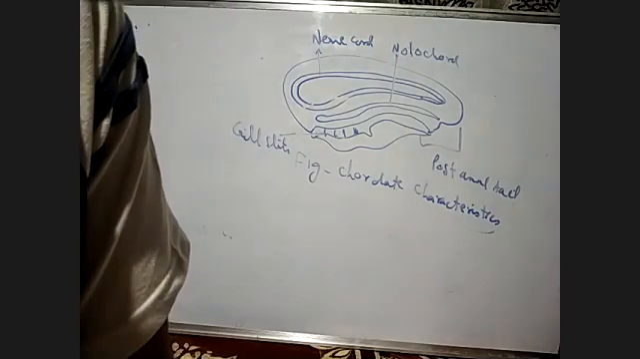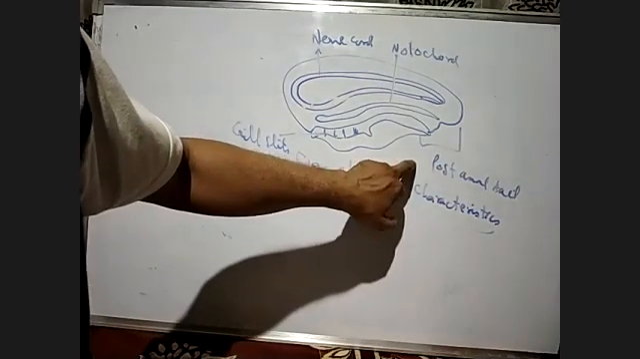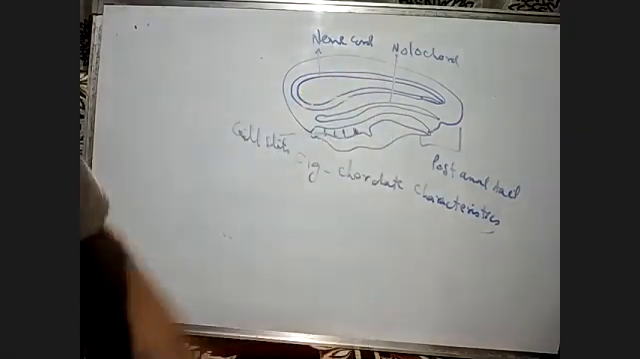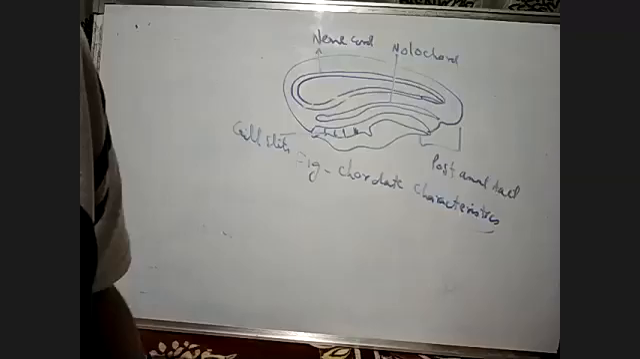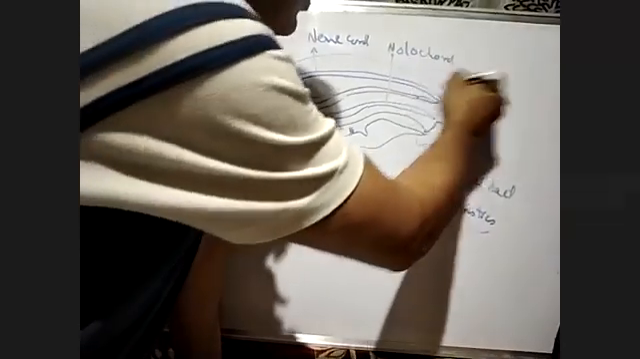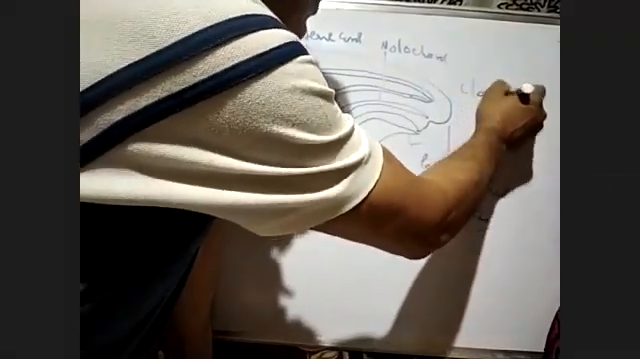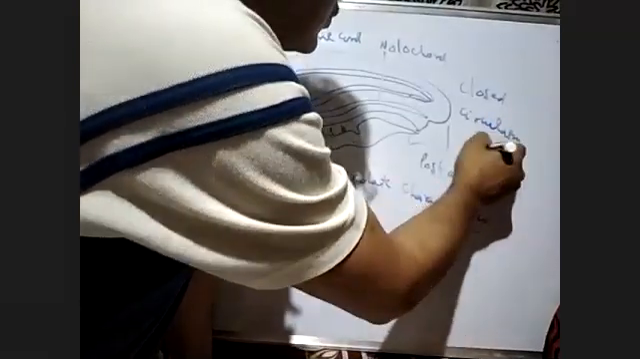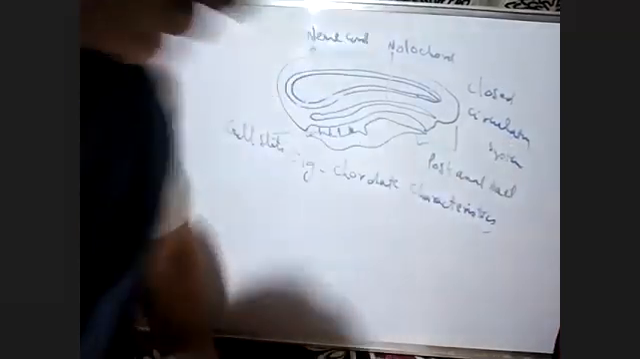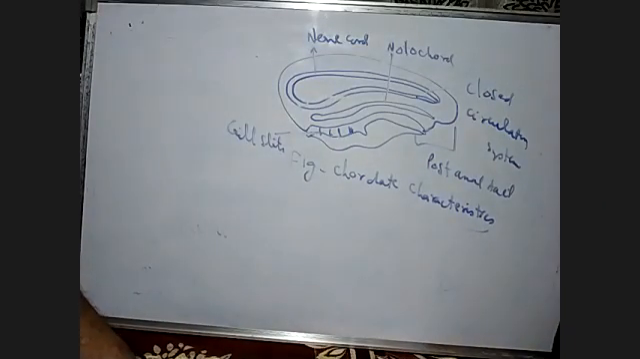They possess a post-anal tail, and they have a closed circulatory system. Closed circulatory system means they have the heart and the blood vessels. Now these are the main characteristics of chordates.